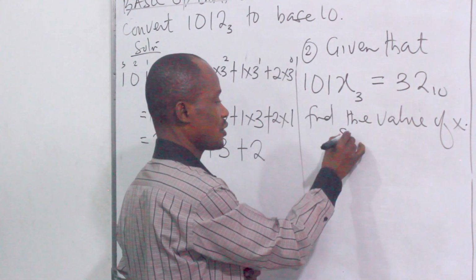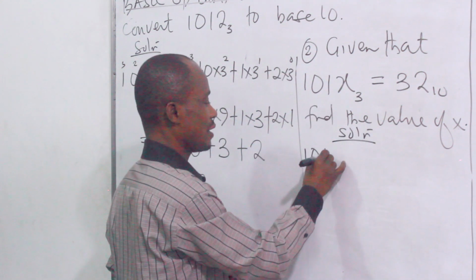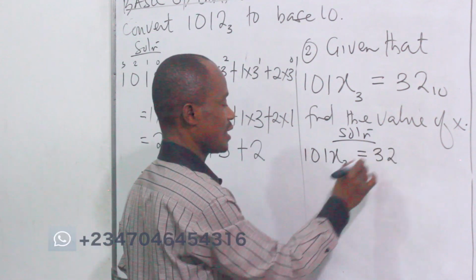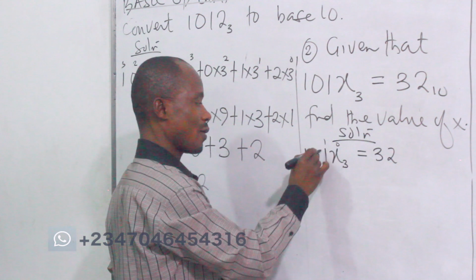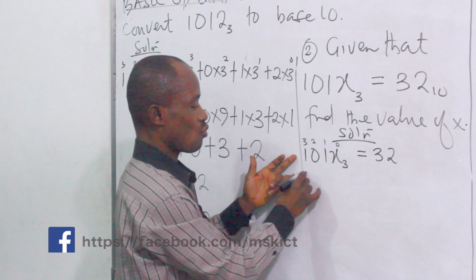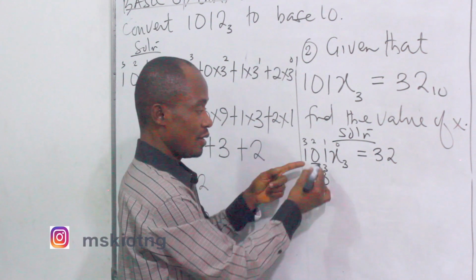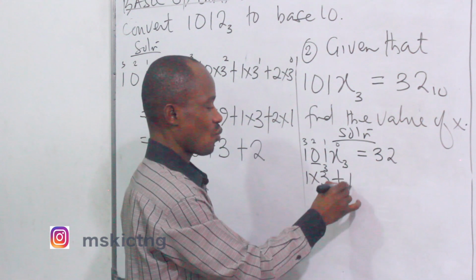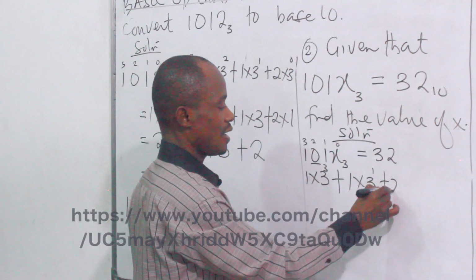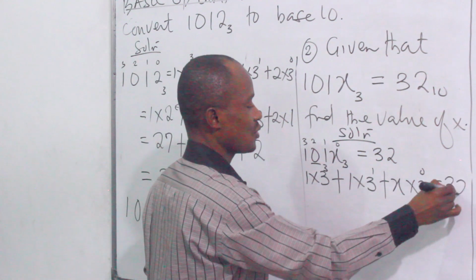Example, solution comes here. Here we have 1, 0, 1, x in base 3 equals 32 in base 10. So assigning imaginary powers 0, 1, 2, 3, this will be the same thing as 1 times 3 raised to the power of 3. I can omit this easily. Just take this, then plus 1 times 3 raised to the power of 1, then plus x times 3 raised to the power of 0 equals 32.